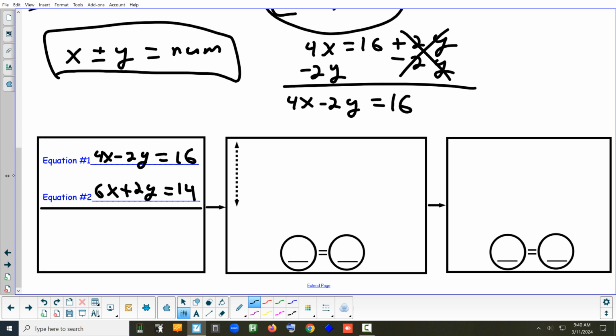Yeah. Which one? The positive and negative 2y. So what happens when you add them up? They cancel each other out. Alright, so the positive 2y and negative 2y are going to be gone. And Eli, how about if I add my x's?